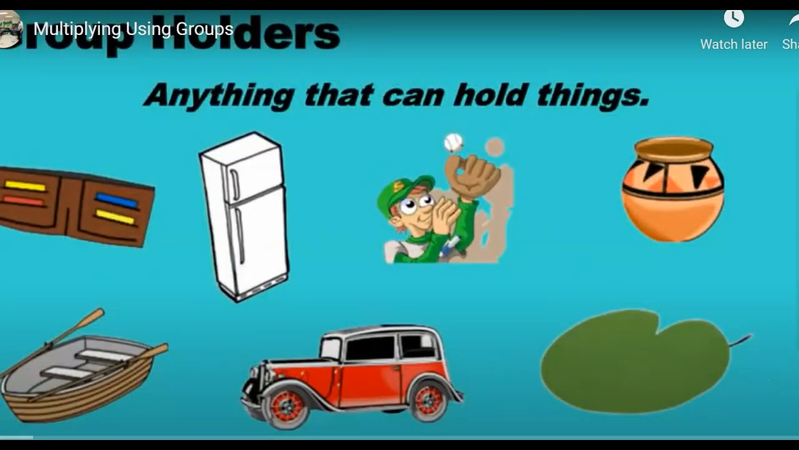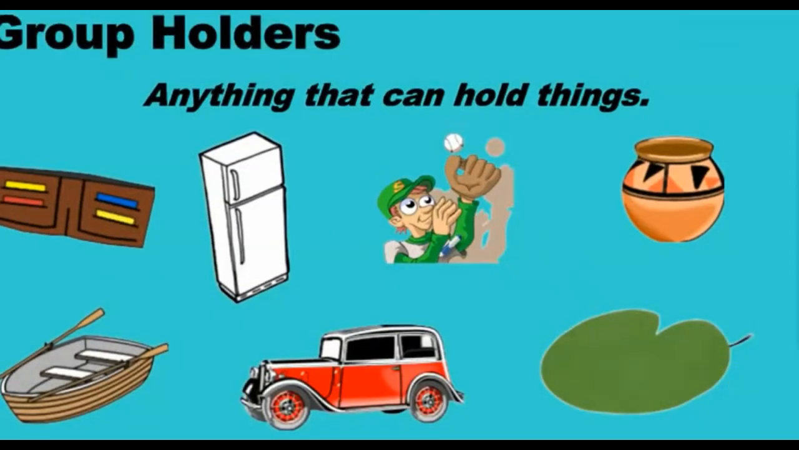When you multiply numbers, what you're essentially doing is you're putting things into groups. Now, the rule is you have to have exactly the same amount inside of each group. If you put 2 in one group, you got to put 2 in all the other groups. But how do you know you've got a group? What does a group look like? Well, another way of saying group is group holder. And we use the word holder because groups hold things. Now, anything that can hold things can act as a group holder.